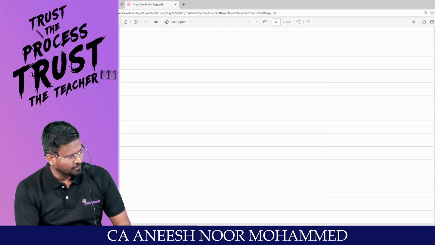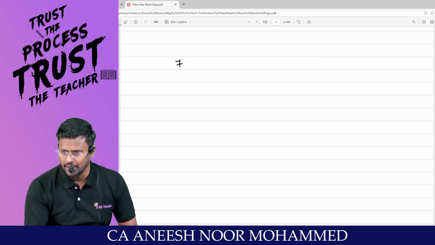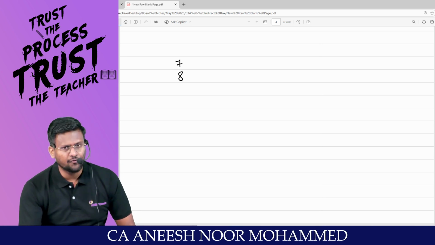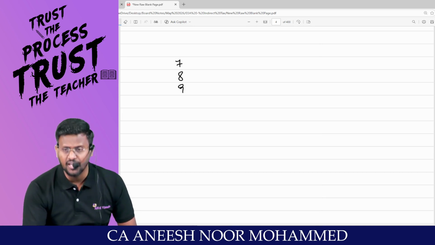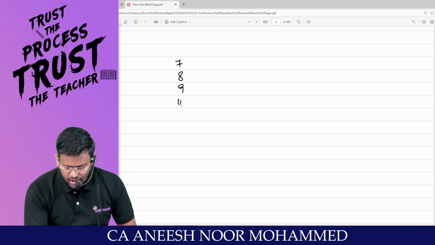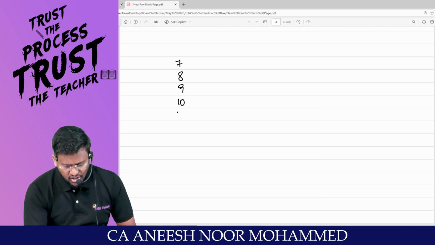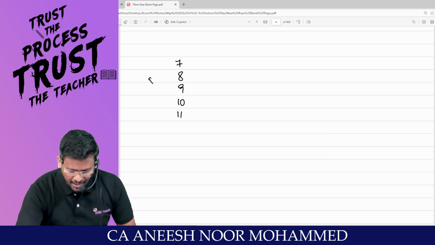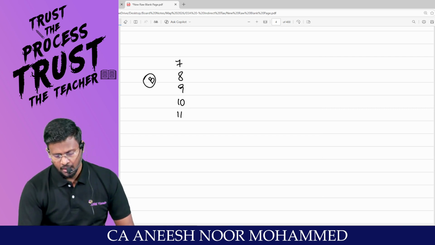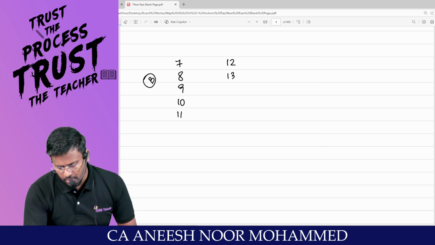What is section 7? Supply. Section 8, tax rate for composite and mixed supply. Section 9, levy and collection of CGST. Section 10, composition levy. Section 11. This part is called basics. Okay, fine. Then section 12, 13, 14.